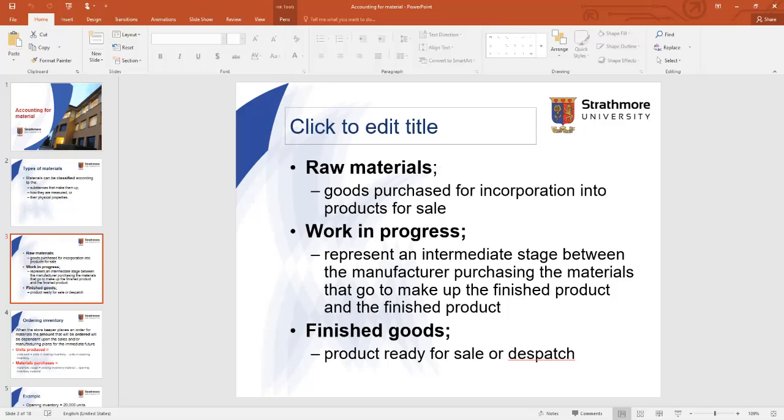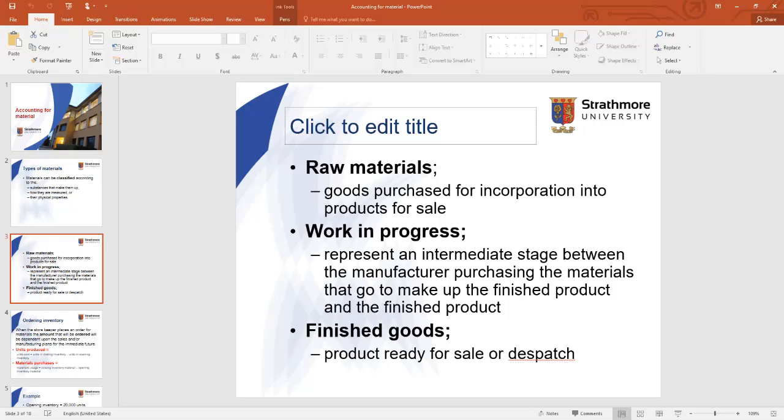The materials, as I mentioned, where the process of conversion is yet to begin, we classify as raw material. If the conversion process has begun, however we are yet to finish the process of production, then we classify those materials as work in progress. As the name suggests, it's work in progress. We are yet to get the final commodity.